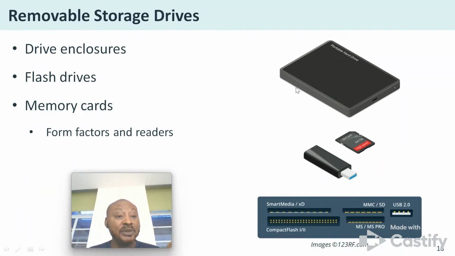The next thing we have is removable storage drives. These are disk enclosures, portable hard drives. Some of you have seen the external hard drive. This is just a casing to cover it, which we call a disk enclosure. Typically we have this one. These are memory cards, which these days you see for your phone. Then the one we are most used to is flash drives. All these are forms of removable storage.